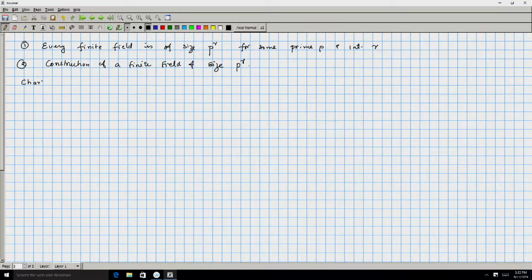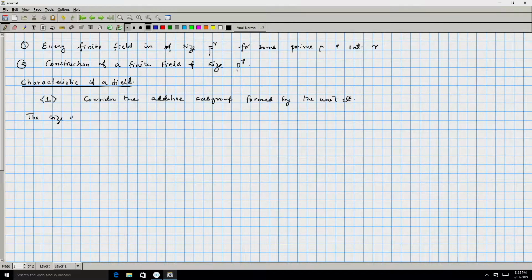First, define a notion of a characteristic of a field. Okay. Look at the identity element, okay, and keep on adding it to itself. In other words, consider the additive subgroup formed by the unit element. This is clearly a finite collection, because every element that you generate is going to belong to the field, and the field itself is a finite collection, and therefore, this is going to be a finite cyclic group. The size of this particular cyclic group is what we call as the characteristic of the field.